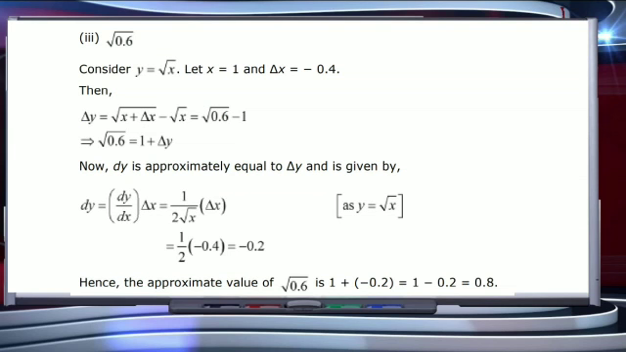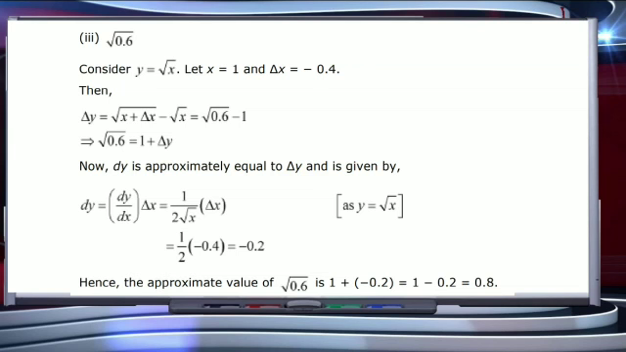Students, part 2 of question number 1 is very similar to part 1 of this question, so do try this question. We are starting with the next, third part, that is under root of 0.6. Now the value which is exact, having the root near to 0.6, is 1. So here we are going to consider x as 1. y is again an under root function of x and delta x will be the change. So the change for 0.6 by taking x as 1 is minus 0.4. That means delta x will be minus 0.4.